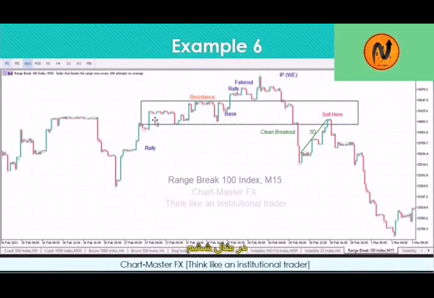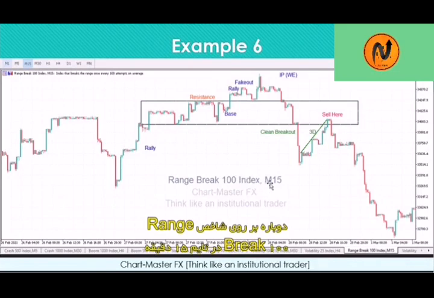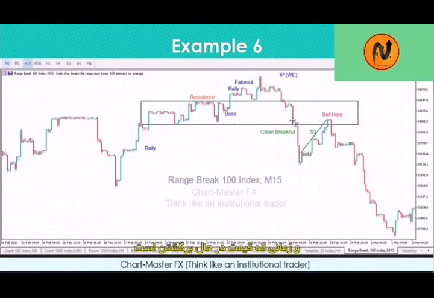So here in example number 6, we are again on Range Break 100 Index M15. So here guys, we have a rally base rally. Once we have a rally base rally here, we can see that there was a kind of resistance here, and the price actually made a fake out. So when the price came back, it must come back with a higher momentum. It should not be stopped by this base, guys. It should just go straight without anything stopping it. Once it does that, guys, then you wait for the price to come back to that base. Once it comes back to that base, then you can sell at the bottom of the base. You put your stop loss here.